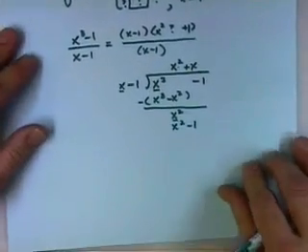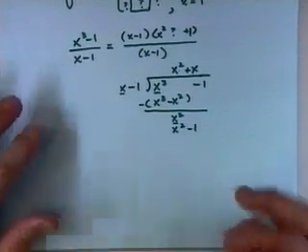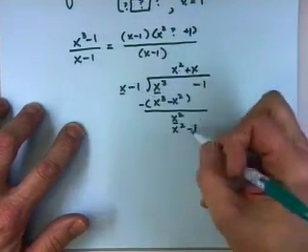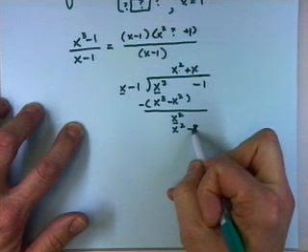Minus, what did I say? Minus x and wrote down minus 1? Okay, let's do that again. X times x is x squared. X times minus 1 is minus x.